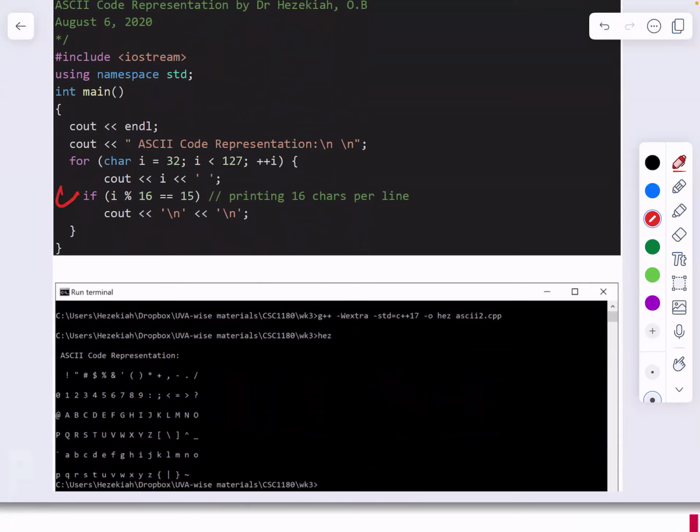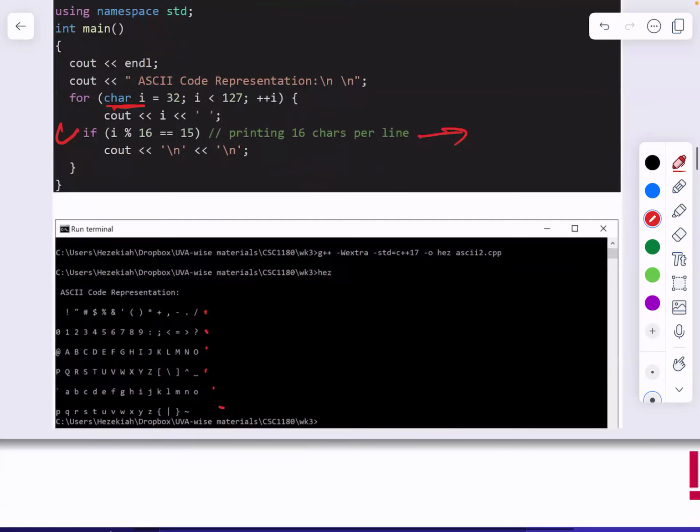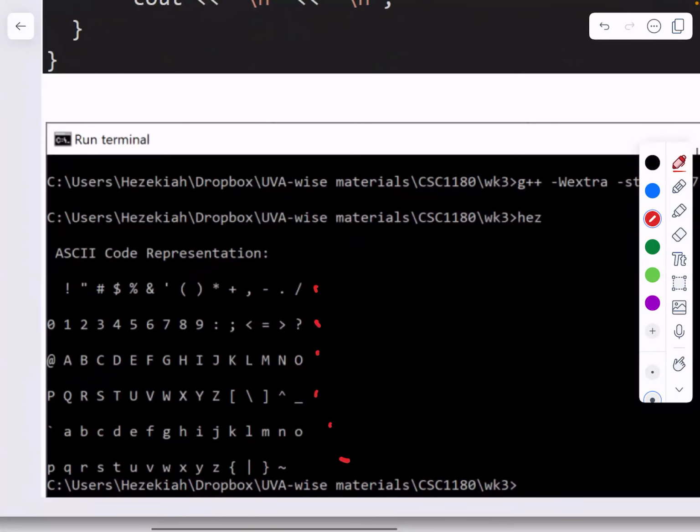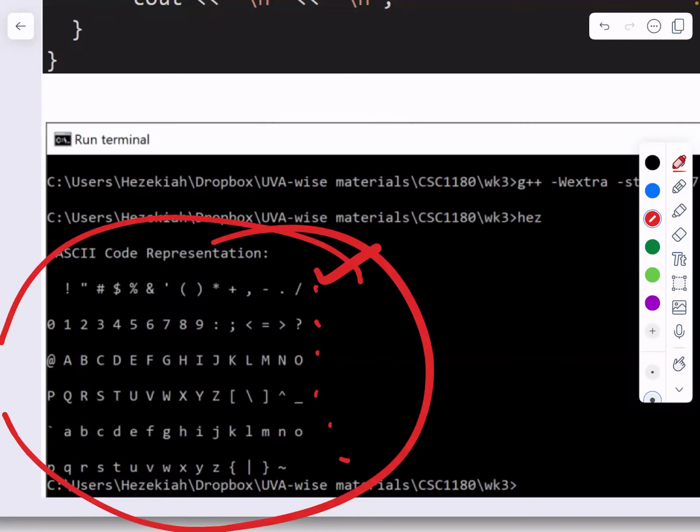Now, if you do this char, that will start from that. You know, there are a lot of them, so we can't print all of them. Let me see. 1, 2, 3, 4, 5, 6, 16. Yeah, that's 128. That's right. That's how to print all of it there. Now, this line is to print 16 characters per line. Okay. Now that will give you this. That's fun. So all these are what? ASCII.